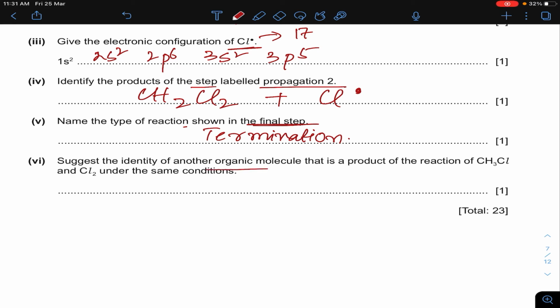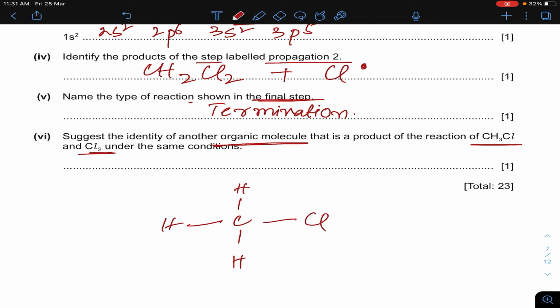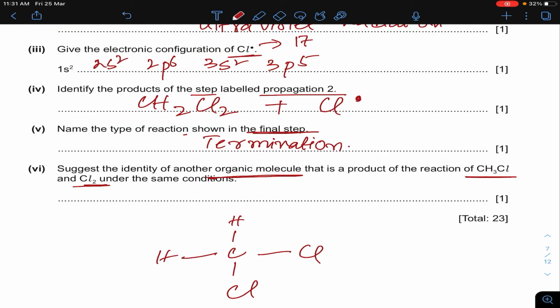Suggest the identity of another organic molecule that is a product of the reaction of CH3Cl and Cl2 under the same conditions. In CH3Cl we have 3 hydrogen atoms and 1 Cl. What they have done here is they have removed one of the hydrogens, and instead of that hydrogen they have attached chlorine. So we can remove another hydrogen. It can form CHCl3, right? So we can simply write here that instead of CH2Cl2, we also can get CHCl3.